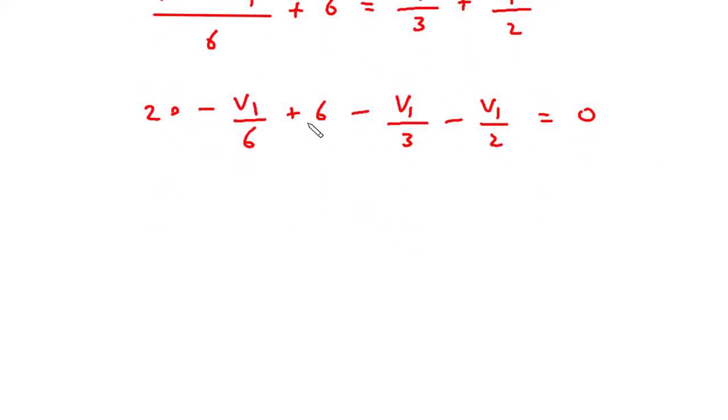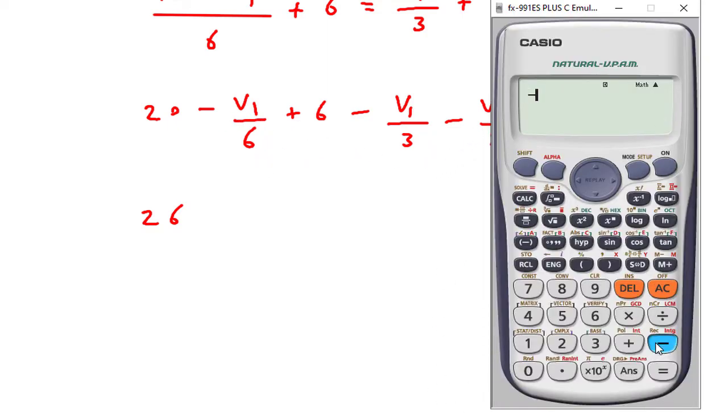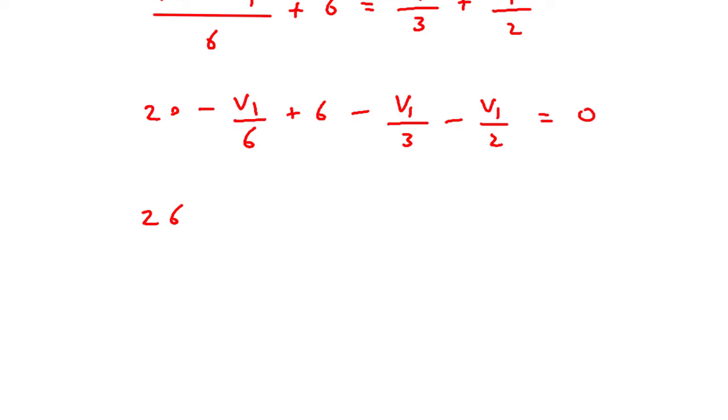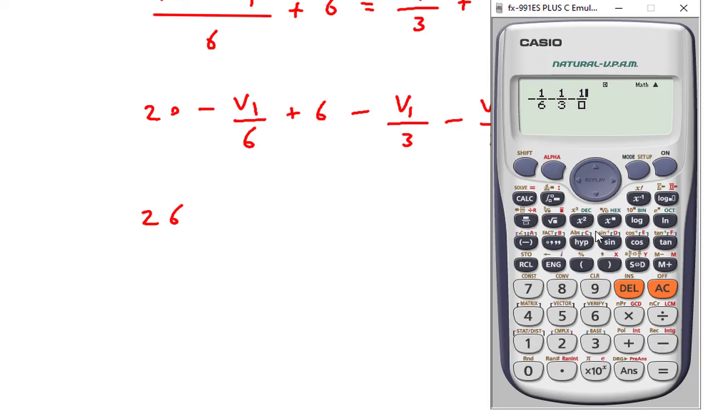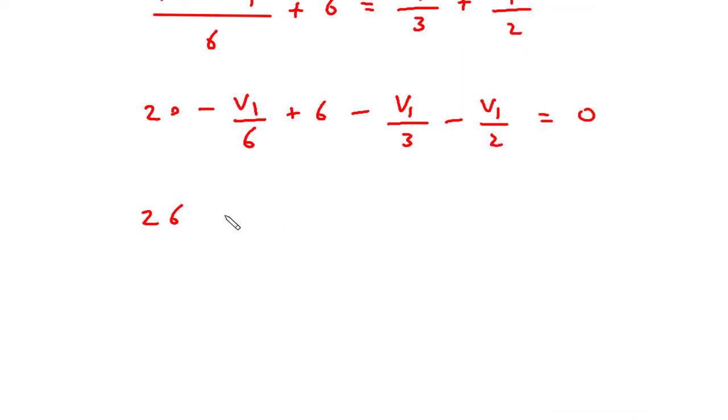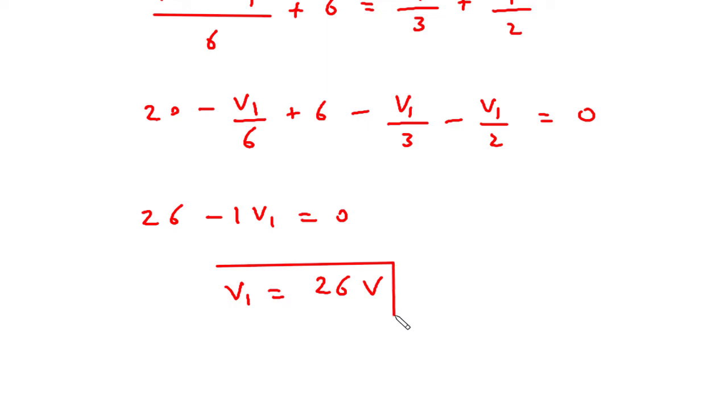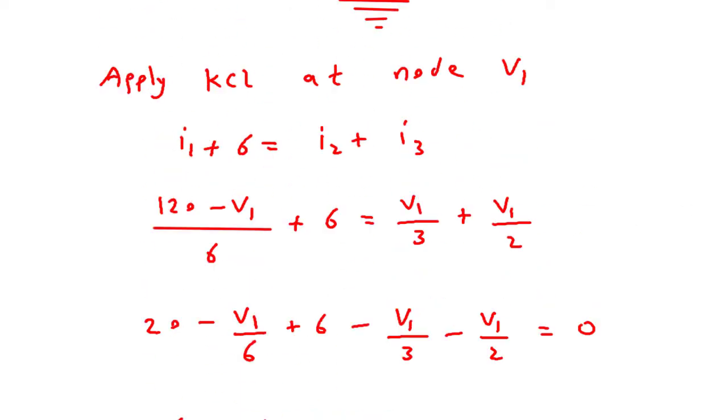So this will be 120 plus 6, which is 126, and this will be minus 1 by 6 minus 1 by 3 minus 1 by 2, times V1. Minus 1 by 6, minus 1 by 3, minus 1 by 2, so it is minus 1. Minus 1 V1 is equal to 0. So from this V1 is equal to 26 volt. What we have to find? We have to find the value of IN.